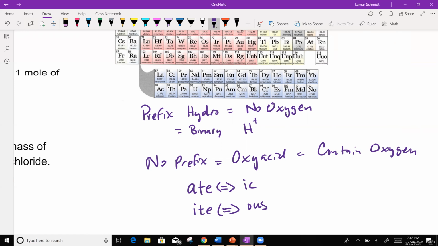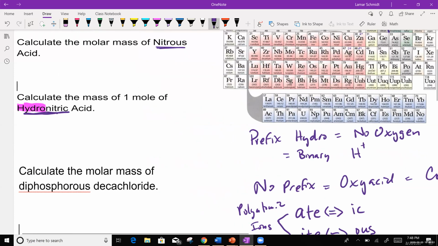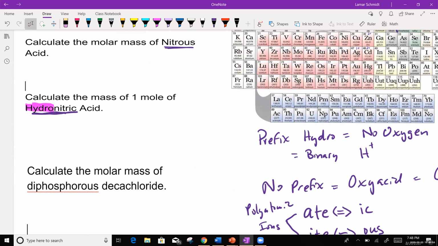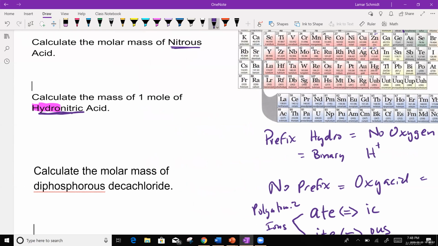If we look at these polyatomic ions, they will end in either ate or ite. If your acid ends with ick, then look for the polyatomic ion ate. If your acid ends in us, look for the polyatomic ion ite. So our first one, let's call this number one. I'll erase my numbers. So we have 1, 2, 3.